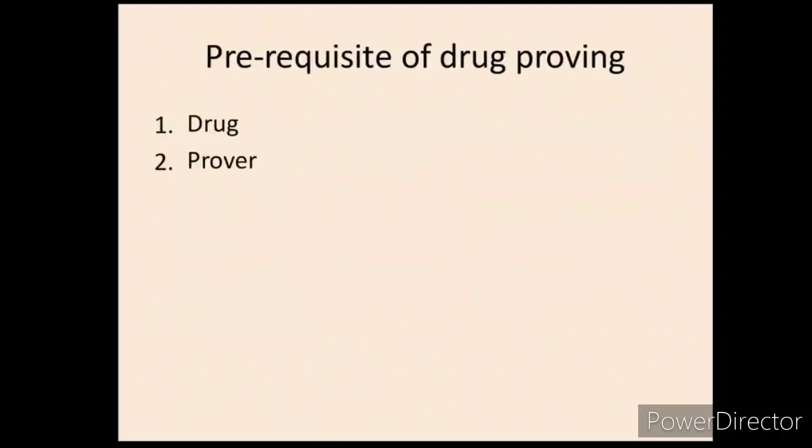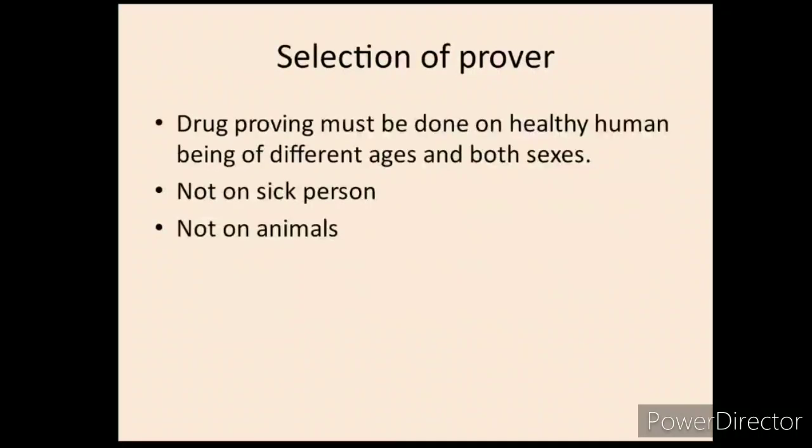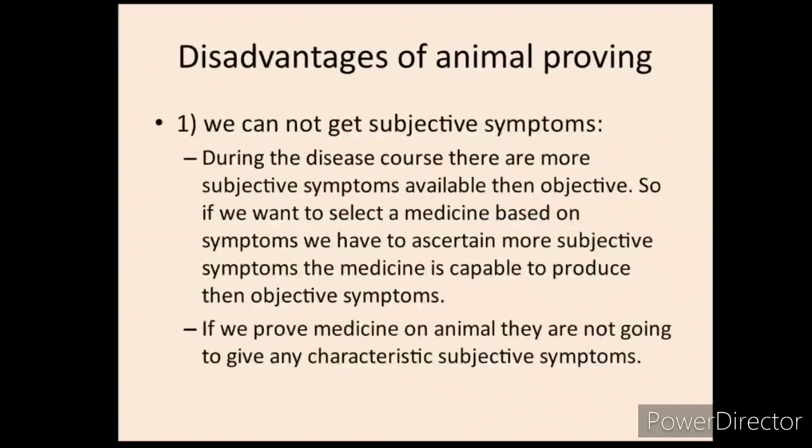There are two prerequisites of drug proving. First is drug or medicinal substance, and second is prover. There are certain selective criteria of prover. Like drug proving must be done on healthy human being of different ages and both sexes. It must not be done on sick person and on animals.